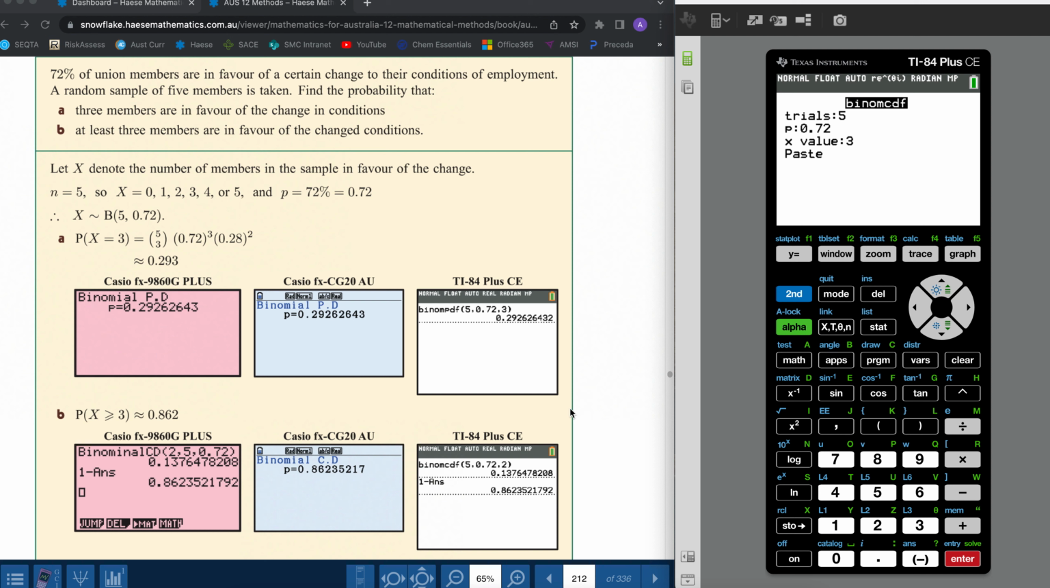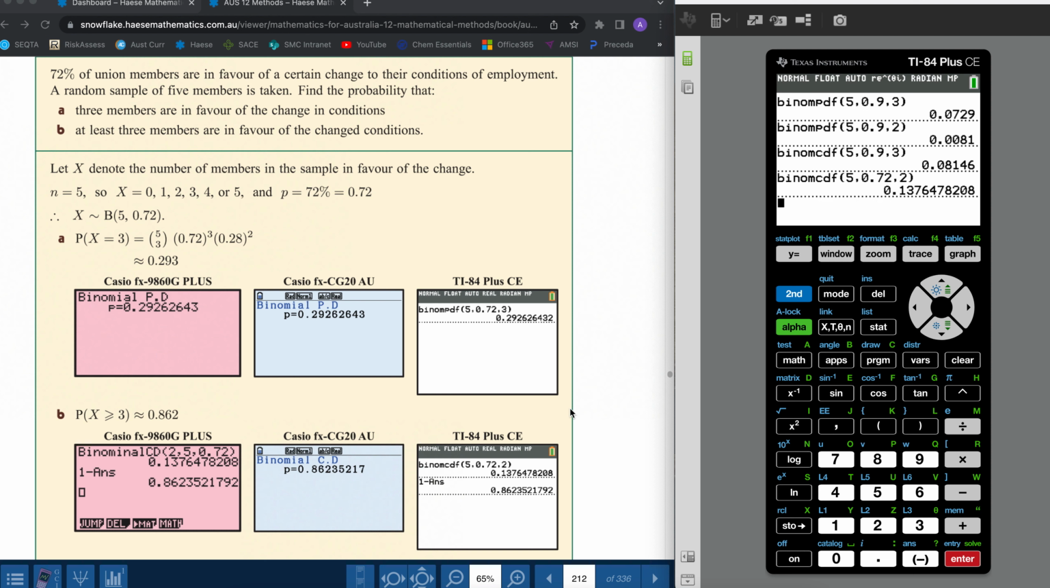So what I'm going to do is put a 2 there, and the value that I'm going to get is the value for 2 people in favour, 1 person in favour, or 0 people in favour, adding them up. That's not the result I want, but that's like the opposite. I want the 1 take that result because the whole probability should be 1. So I'm going to put that in, paste that. That is the probability that 0 people are in favour plus the probability of 1 person in favour, plus the probability of 2 people in favour. That's what the calculator has calculated for me.